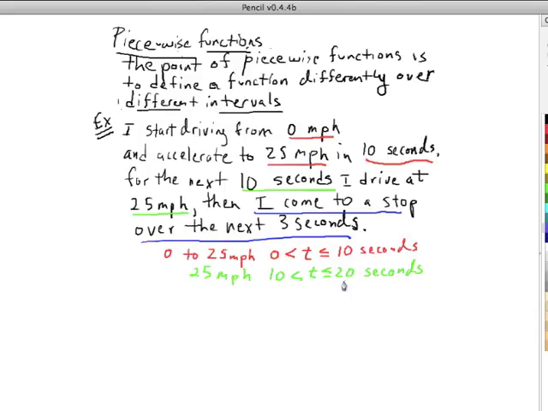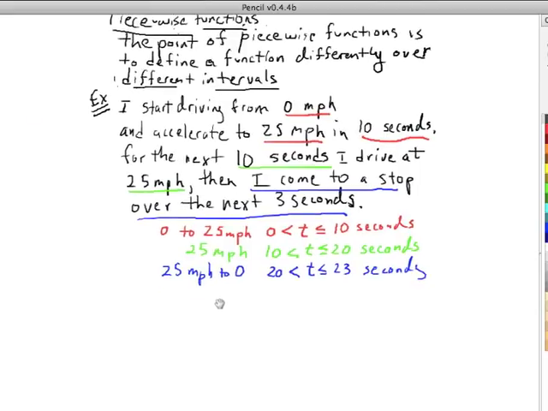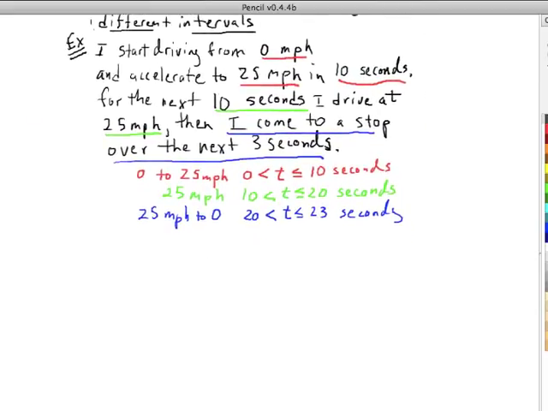Well, we're already up to 20 seconds, so from the 20th second up to the 23rd second, I go from 25 miles per hour to 0. I should write seconds over here. Now, how do we look at this graphically? Graphically, there's going to be color too, so don't worry. So how would we look at this graphically?